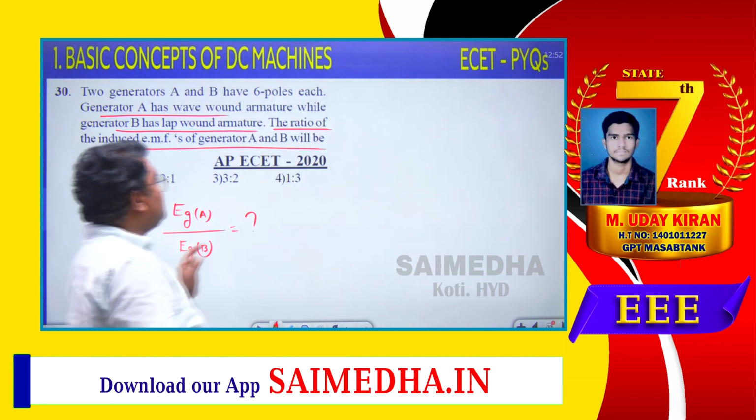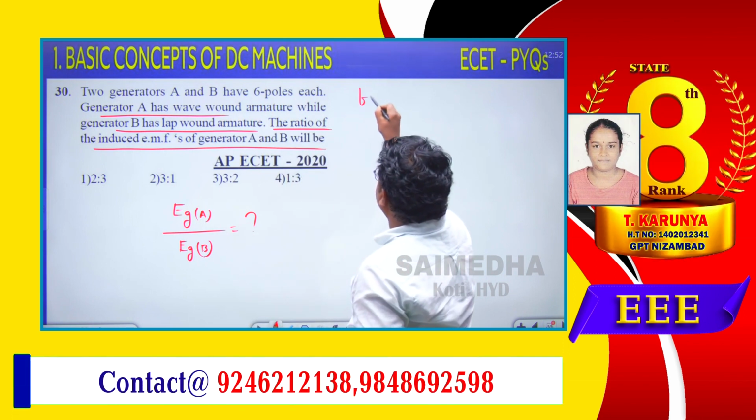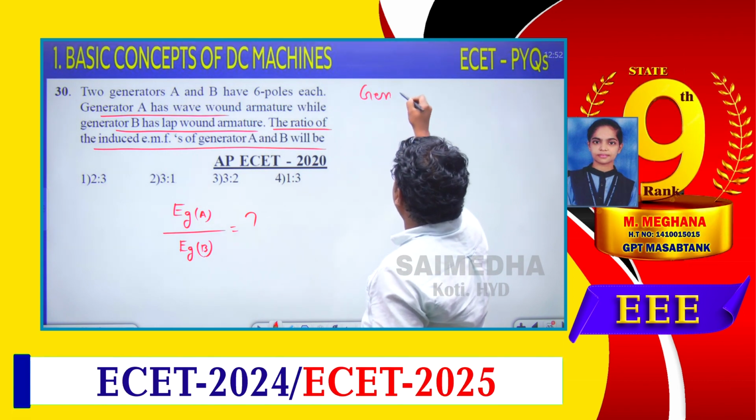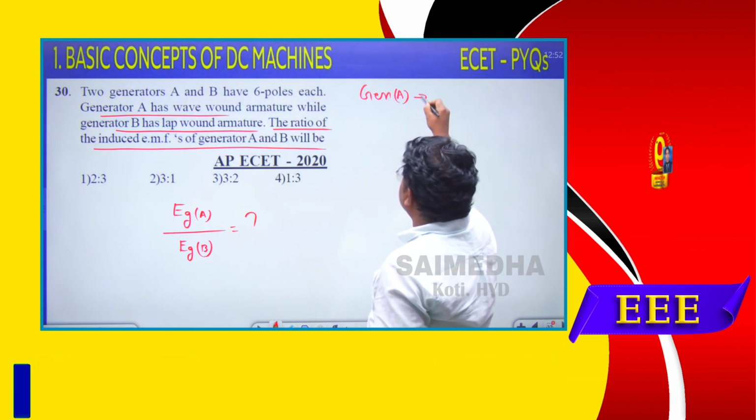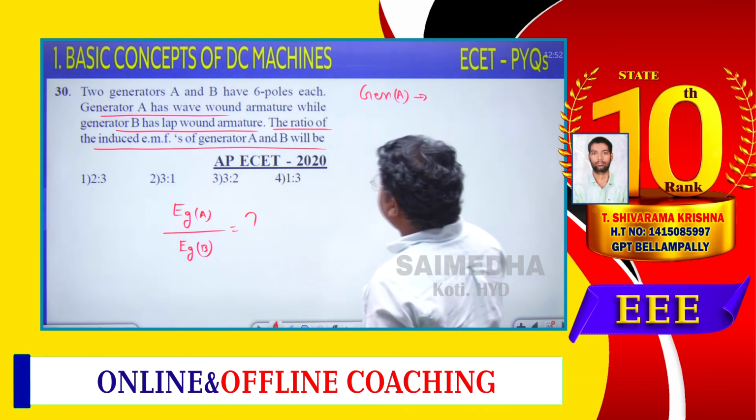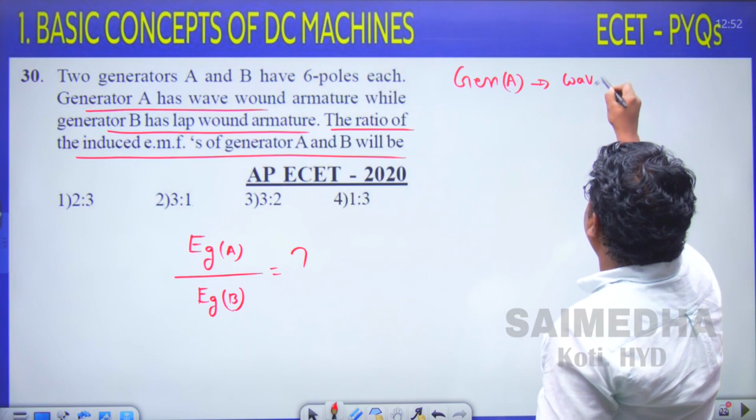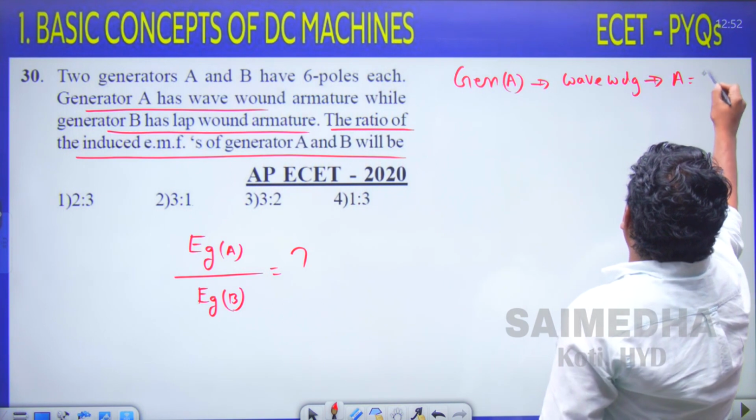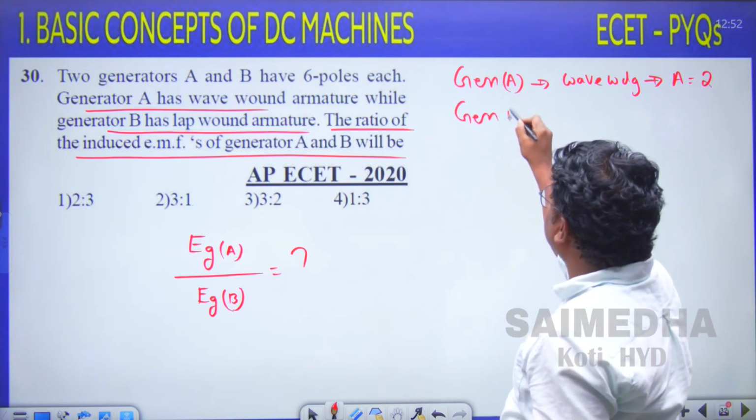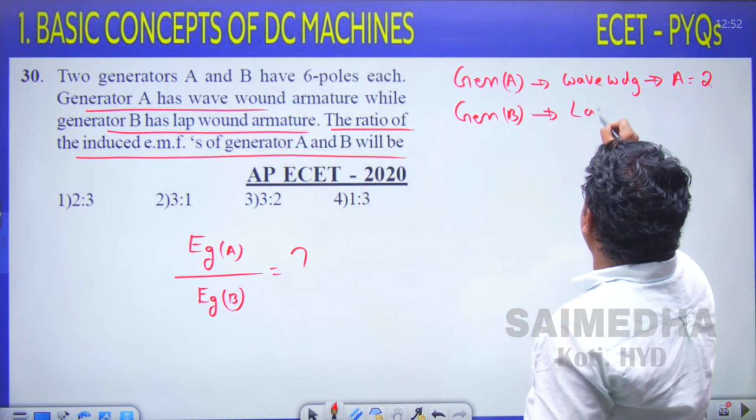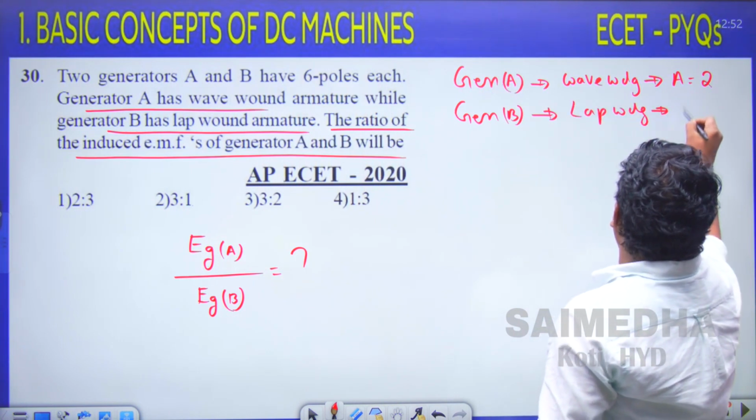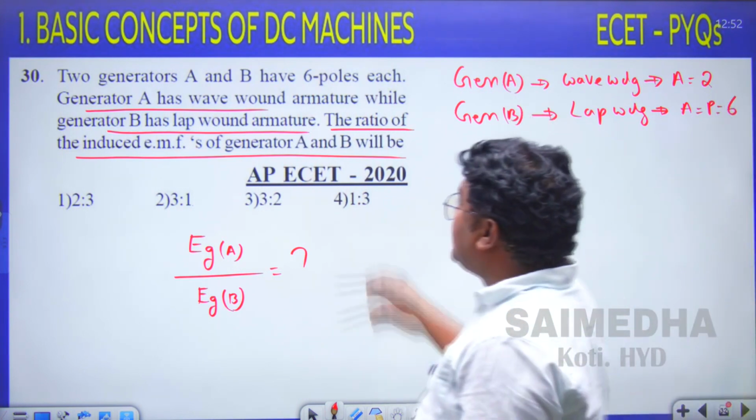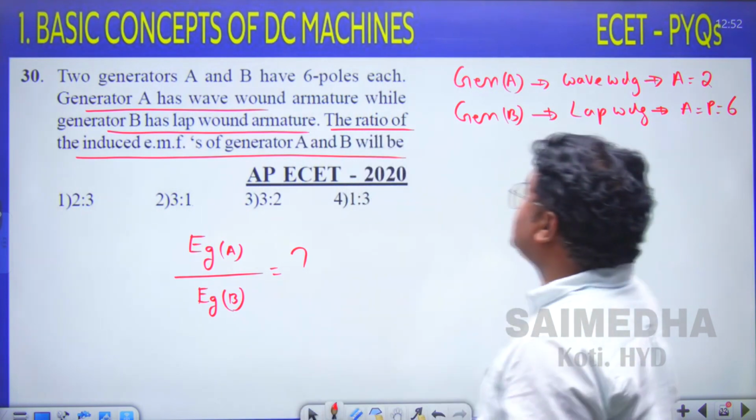Now let's see, first for generator A. Generator A is connected in wave winding, so the number of parallel paths, A, is equal to 2 only. Generator B is connected in lap winding, so the number of parallel paths, A, is equal to P. How many parallel paths? 6, because the number of poles is equal to 6.